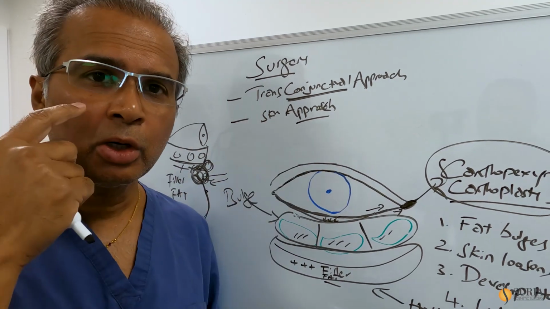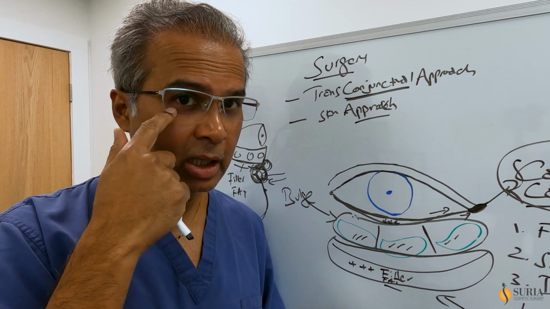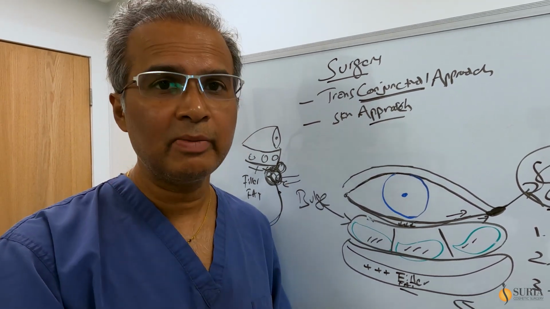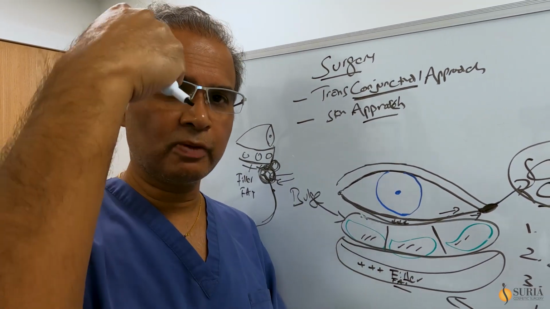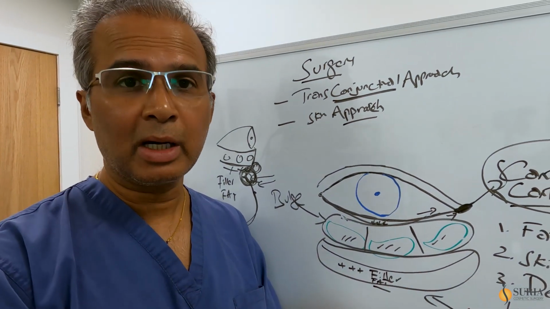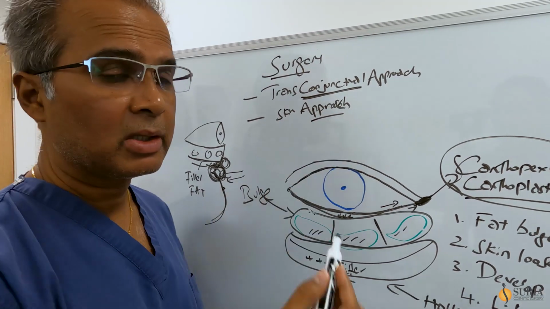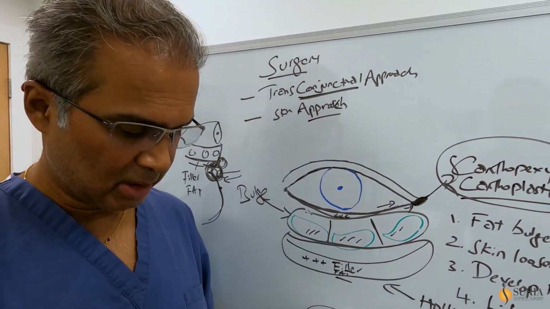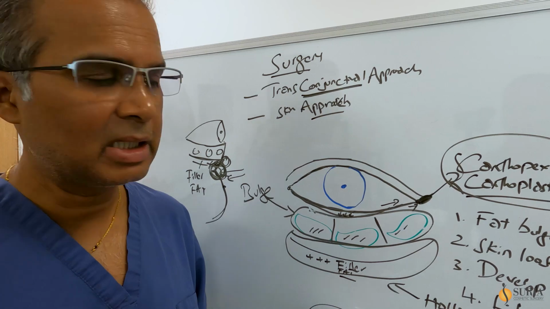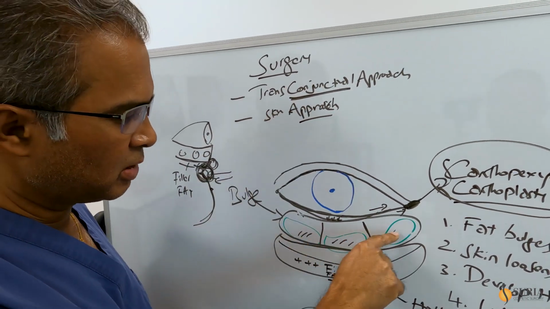You can also go from the outside, where you make a little incision underneath the lashes from the skin side, and do the same thing, because you're trying to get to the same place, whether you're coming from the back door or the front door of a house, you're getting into the house. This is done by some surgeons, not by others, depending on preference and experience, and whatever they believe is going to get them the best outcome. So that's one approach for the surgery, because we're trying to address that.